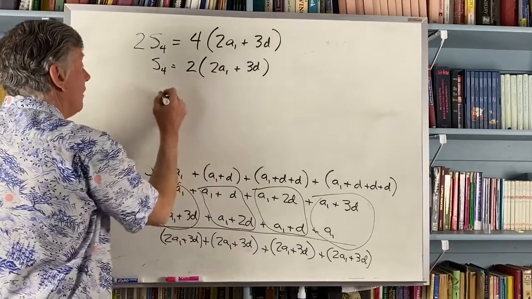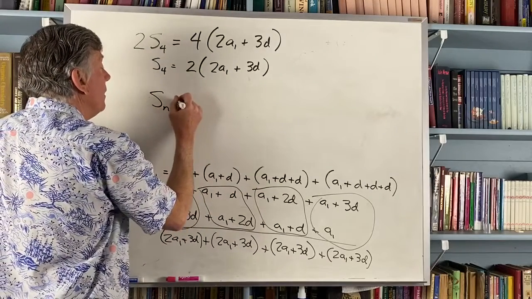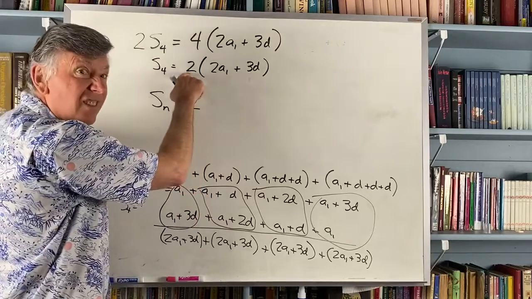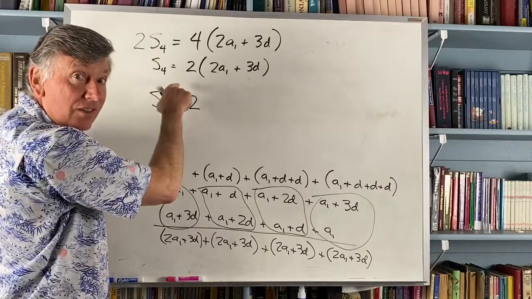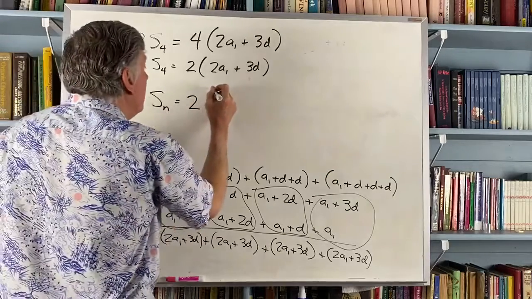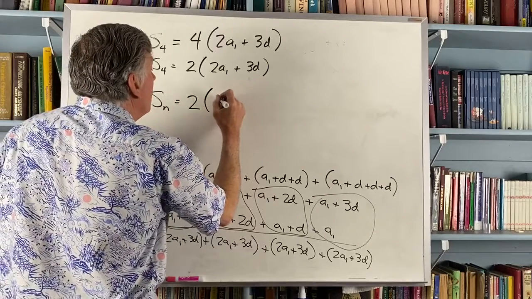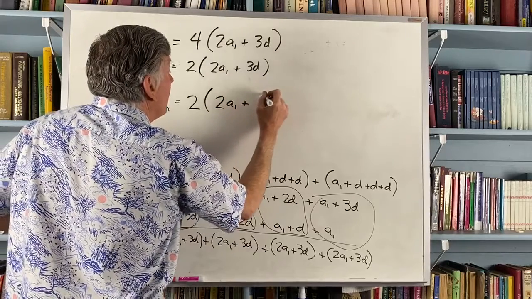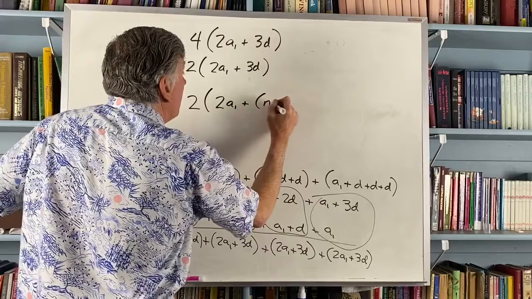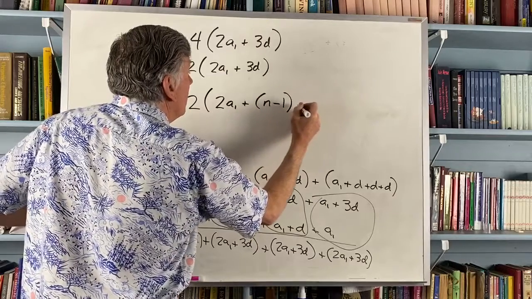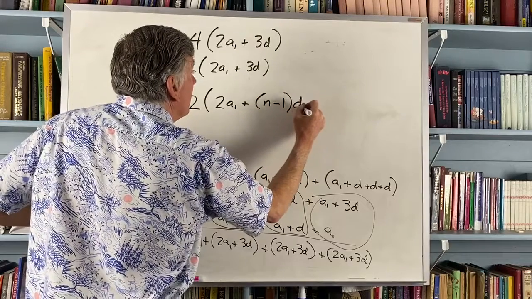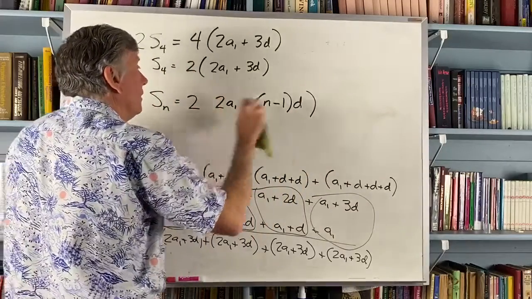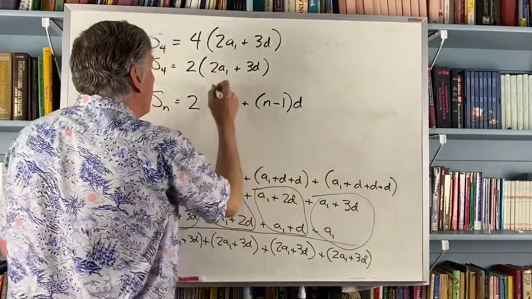And now I can jump to the general formula, which is S sub n is equal to n over 2. This 2 here does not rely on the 4. That will always be there. Times 2 times the first term plus n minus 1 times d. Let's put brackets here so you know what's going on.